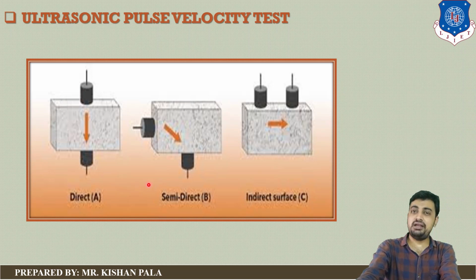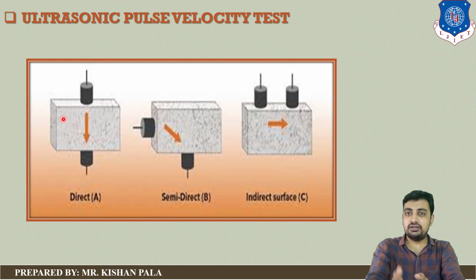In the semi-direct method, this vertical method and this horizontal method are utilized. You can use the horizontal method or the vertical method, depending on the convenience of the test. And in the indirect method, the common surface is used for the test. You can see the arrangement of the three types for the ultrasonic pulse velocity test.